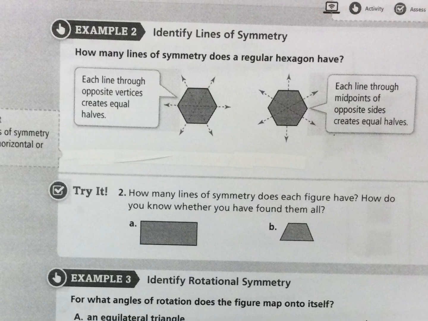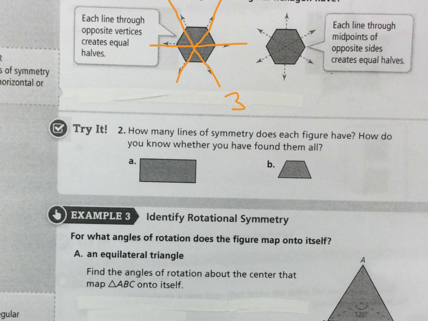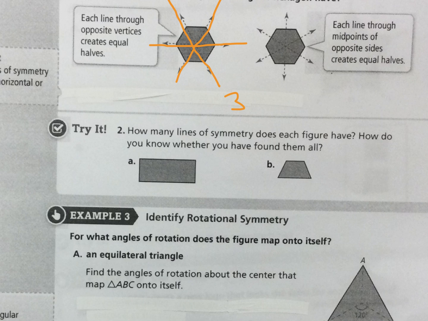So with this next, how many lines of symmetry does a regular hexagon have? And if we draw a line all the way around to 3, so it has 3 lines of symmetry. Let's try these in class.